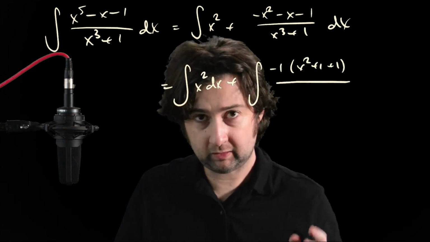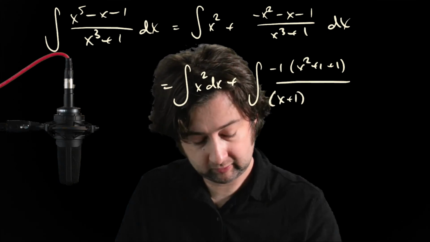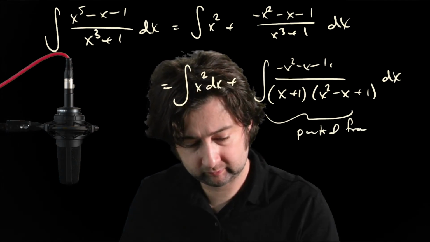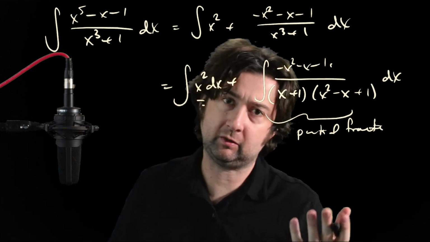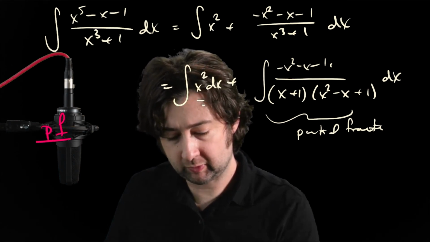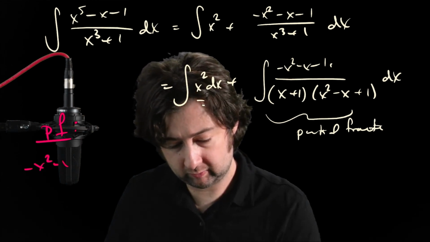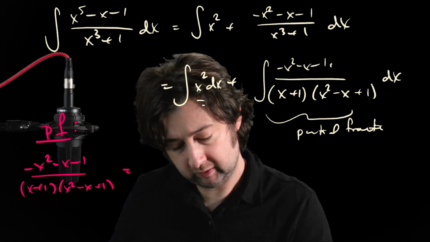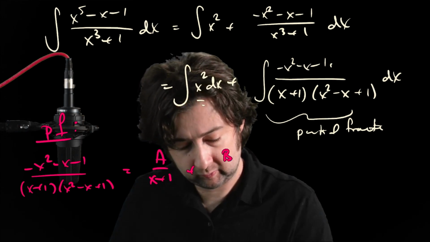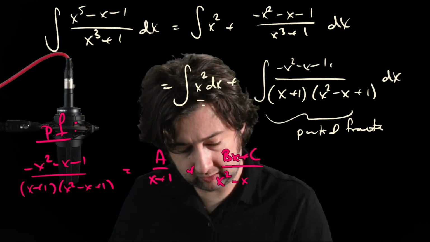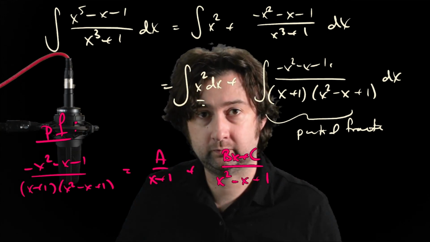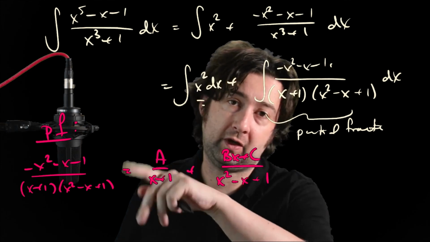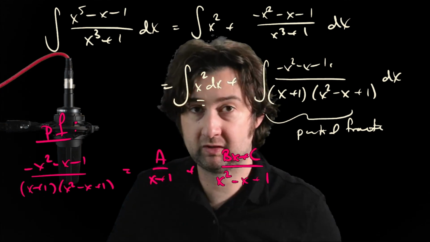So let's factor. In the denominator, we're going to get x plus 1, x squared minus x plus 1. Here I'm just using the difference of cubes formula. So this is a partial fraction problem. And this is just the integral of a polynomial. So if I want to do my partial fraction step, I would write down minus x squared minus x minus 1 over x plus 1, x squared minus x plus 1 is equal to A over x plus 1 plus Bx plus C over x squared minus x plus 1. And then we proceed from here. So I'll finish this problem up in the notes, but from this point forward, it's about finding the A, B, and C, and then using techniques that we developed in section 7.2 and section 7.3.